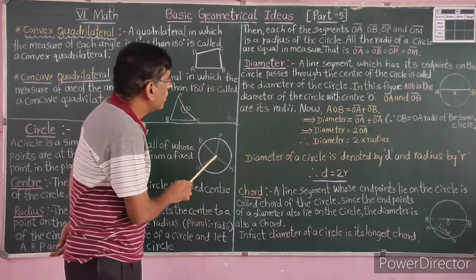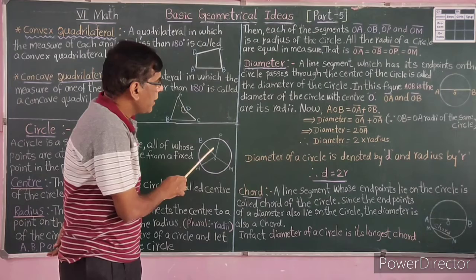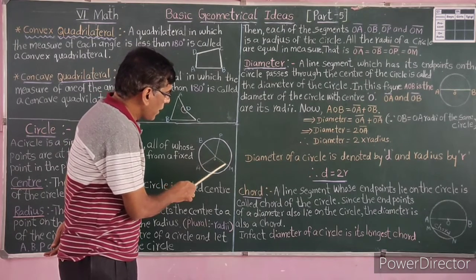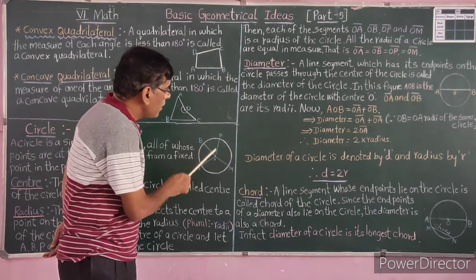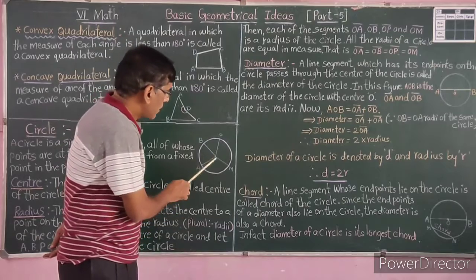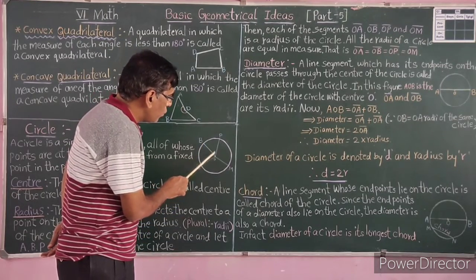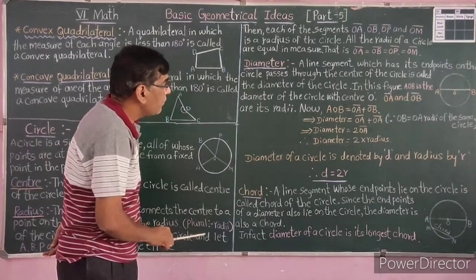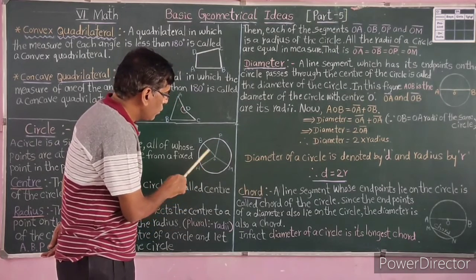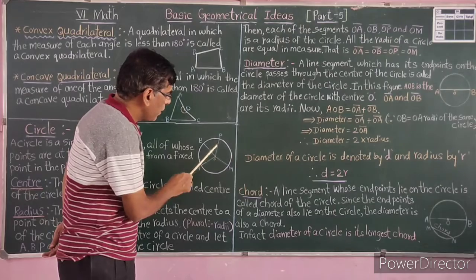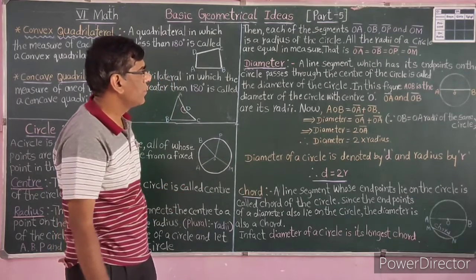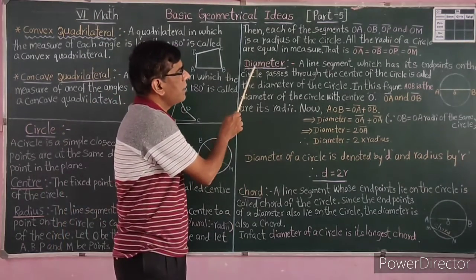All the radii of a circle are equal in measure. That is, OA is equal to OB is equal to OP is equal to OM. The next one is diameter.